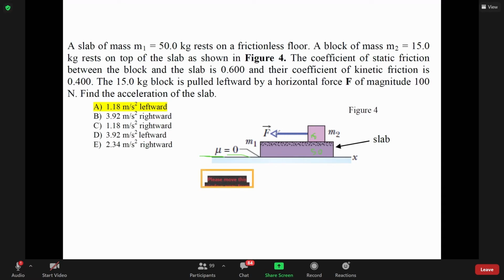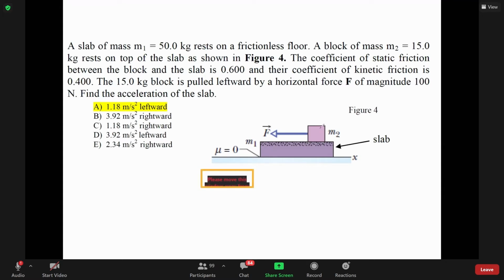Somebody is pulling on the block with this force. As a result, there is a friction between the block and the slab. He tells you in the question that there is friction. If the block is moving to the left, it will slide the slab because of the friction, and here there is nothing. But because of the friction between the block and the slab, it might move the slab. Now, the question is how to find the force of friction on the block.